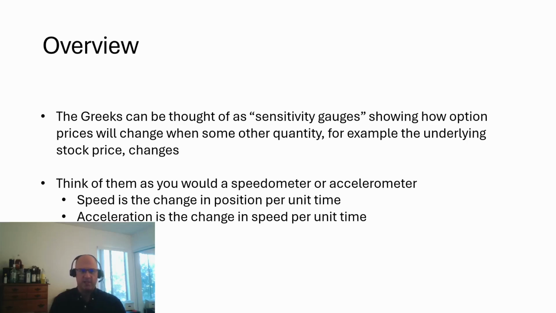If you're driving at 60 miles an hour at a constant speed for a quarter of an hour, you could calculate that you moved a total of 15 miles. So given this quantity, in this case speed, you can calculate a change in position. Likewise, acceleration gives you the change of speed as a function of time. So given the acceleration, you can work back to the change in speed. Given the change of speed, you can work back to the change in position. And the option Greeks are very much like that. They give you the change in the option price given a certain change in some other quantity.